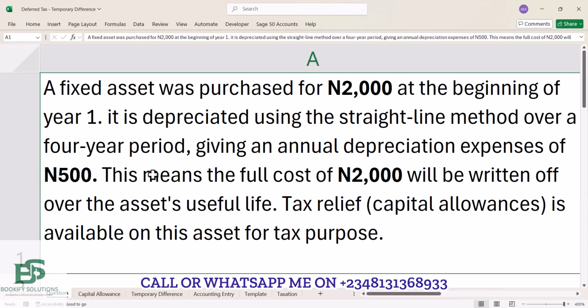So let's go properly into this question, as we don't want to spend almost 4 minutes on this introduction. So let's go to the question.